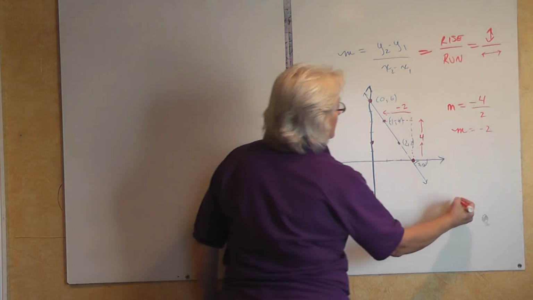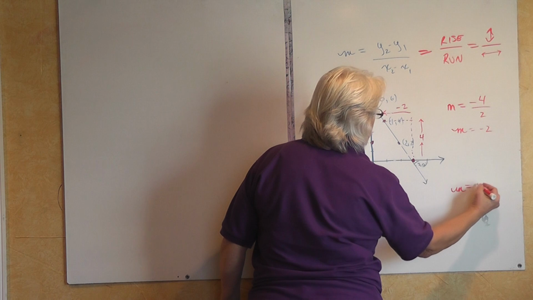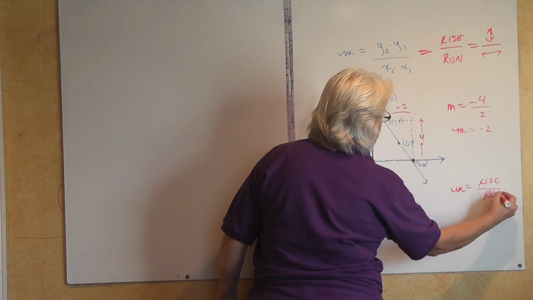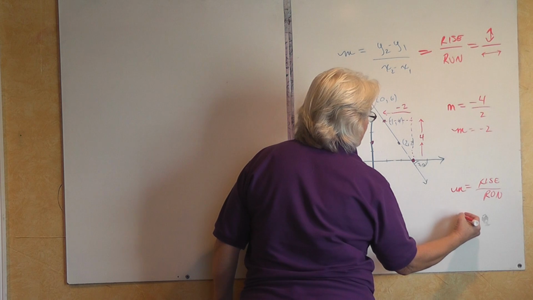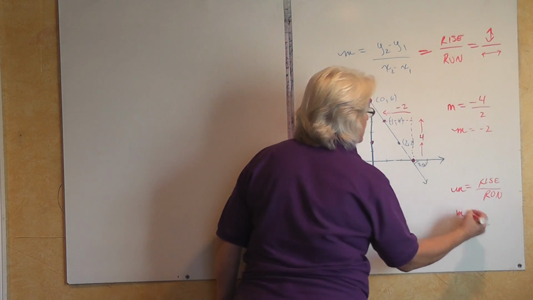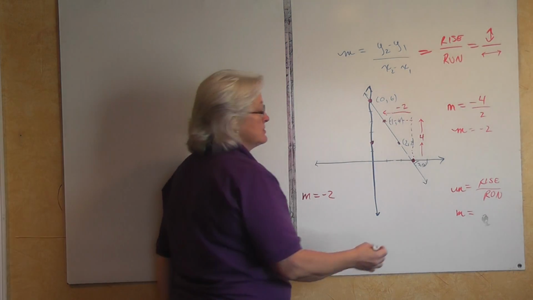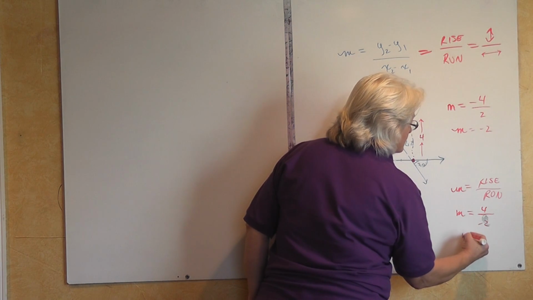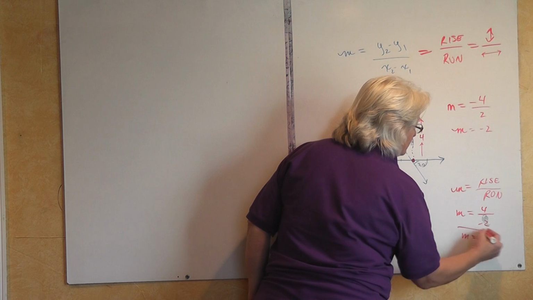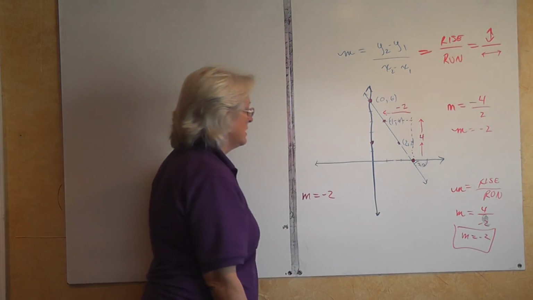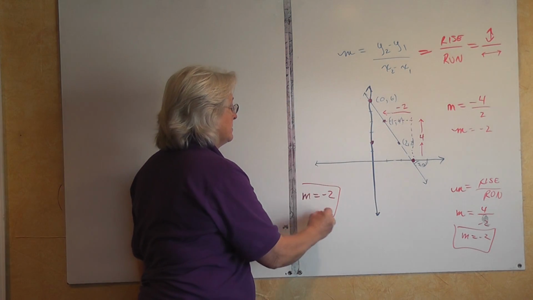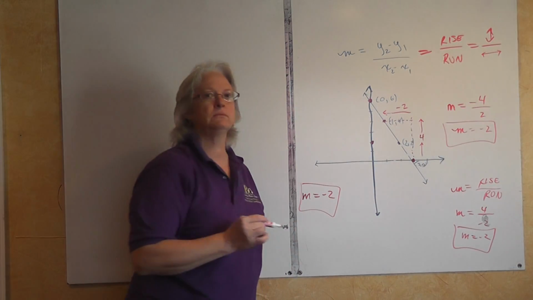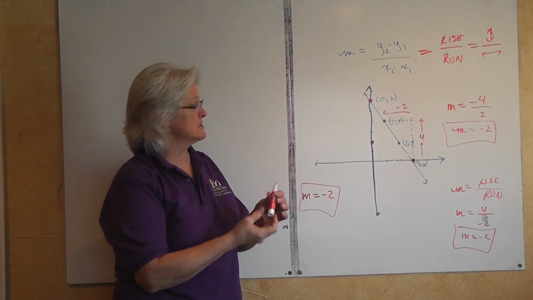So now, slope is the rise over the run, or the change in y, the vertical change divided by the horizontal change. Our vertical change is a +4. Our horizontal change is a -2. And sure enough, the slope is the same. That's because slope is consistent.